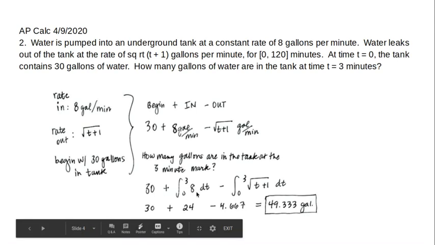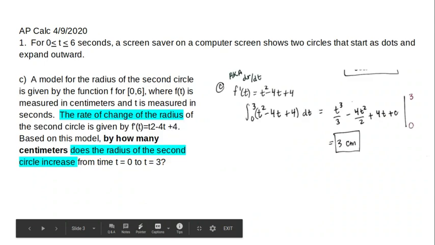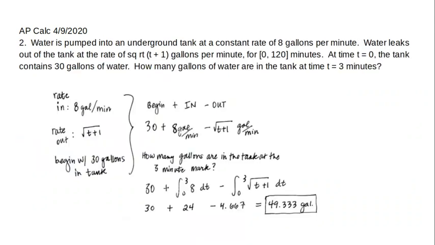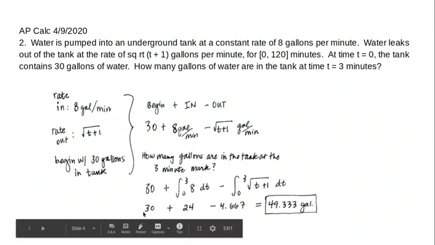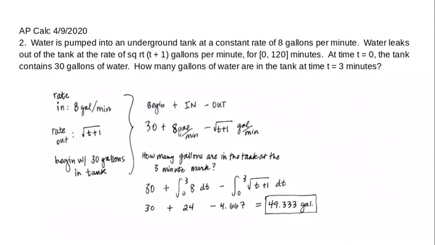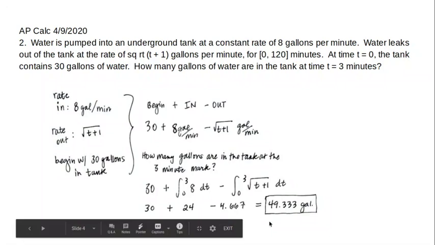Accumulate from 0 to 3 of 8. Accumulate from 0 to 3 of the square root of t plus 1 dt. And that will give you 49.333 gallons. All of this could be done by hand, but I'm really just at this point strongly encouraging you to plug it in your calculator.